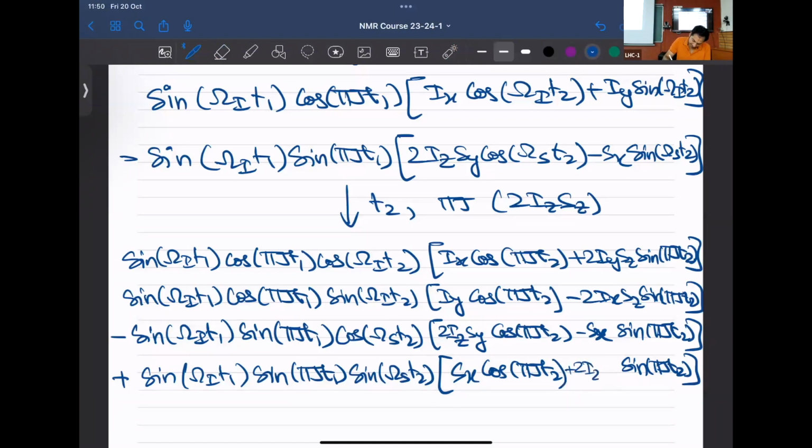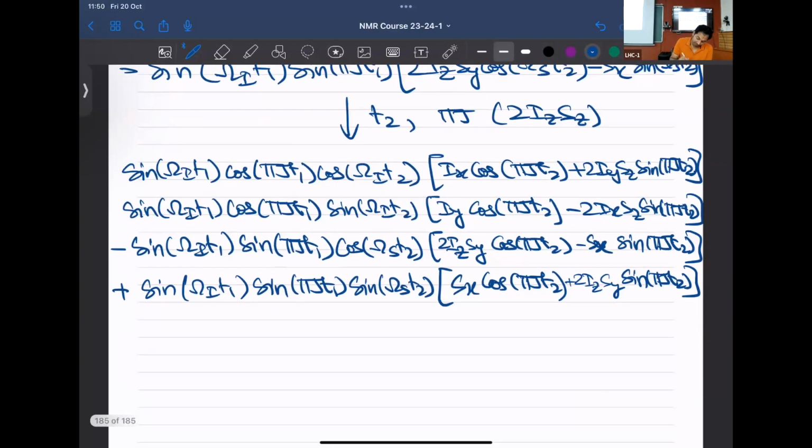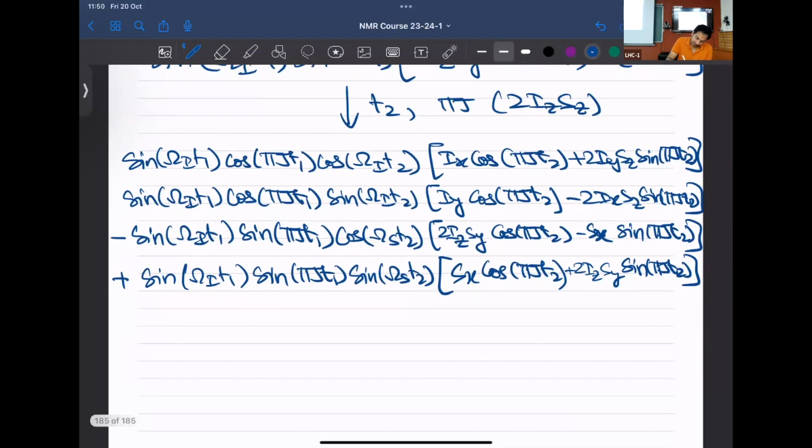Plus 2IzSy. That's correct. We have many terms. Let's see what are all the terms that we got. We have an Ix term and we have an Sx term. Right? We have IySz, IzSy. Thankfully, this will go away because they are not detectable.